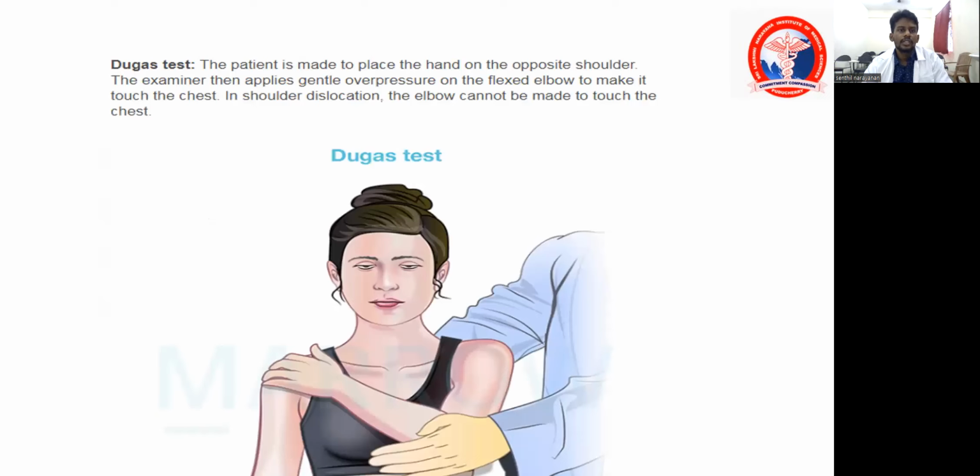This is Dugas' test. The patient is made to place the hand on the opposite shoulder. The examiner then applies gentle downward pressure on the flexed elbow to make it touch the chest. In shoulder dislocation, the elbow cannot be made to touch the chest. So Dugas' test is a simple screening test.